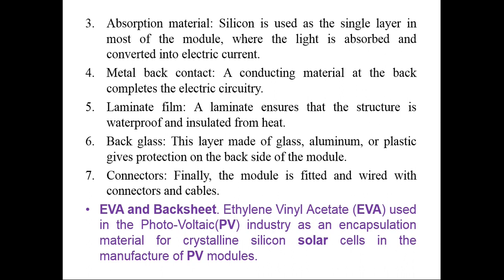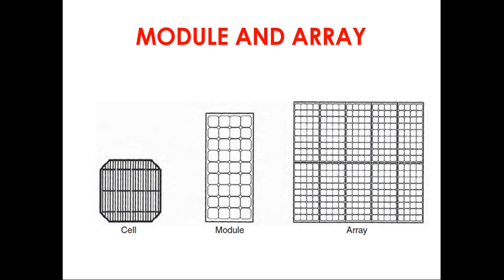There are two things which are new in this discussion. The first is the EVA, that is ethylene vinyl acetate, used in the photovoltaic industry as an encapsulation material for the crystalline silicon solar cells in the manufacturing of the PV module, and the backsheet is the final protection on the back side of the PV module.